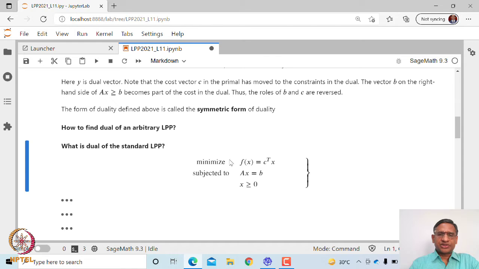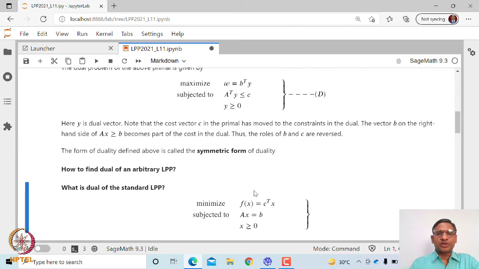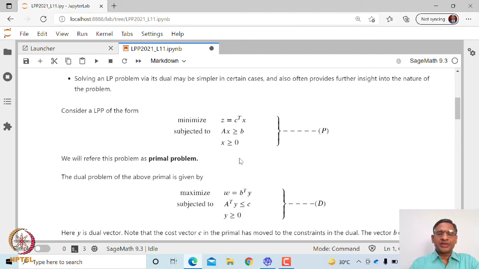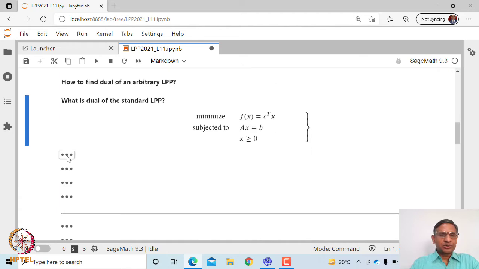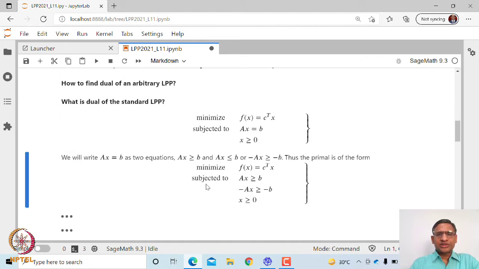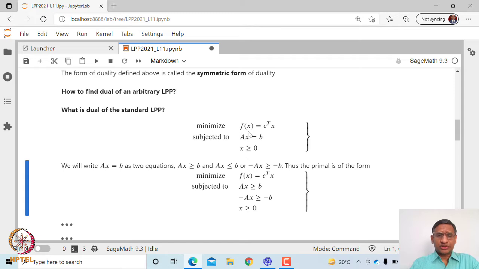So of course, as I said, the first thing we need to do is convert this problem into a standard problem and then write its dual. So how do we do that? The problem is minimization, which was the original case, so we don't have to do anything with the objective function, but this equality can be converted into inequalities, because Ax equal to b is the same as Ax less than equal to b and Ax greater than equal to b.